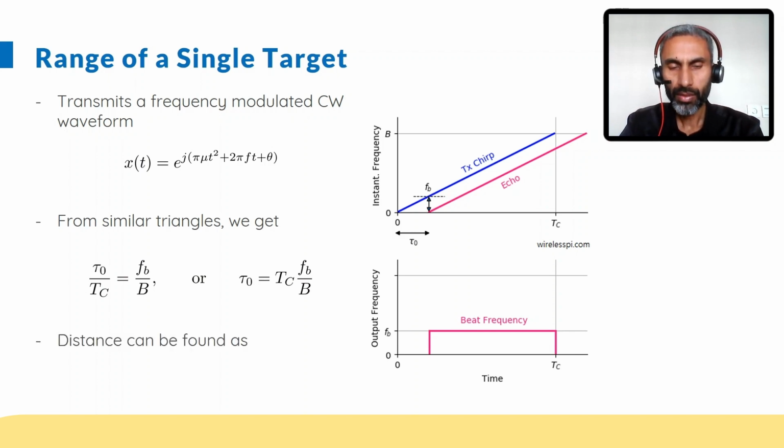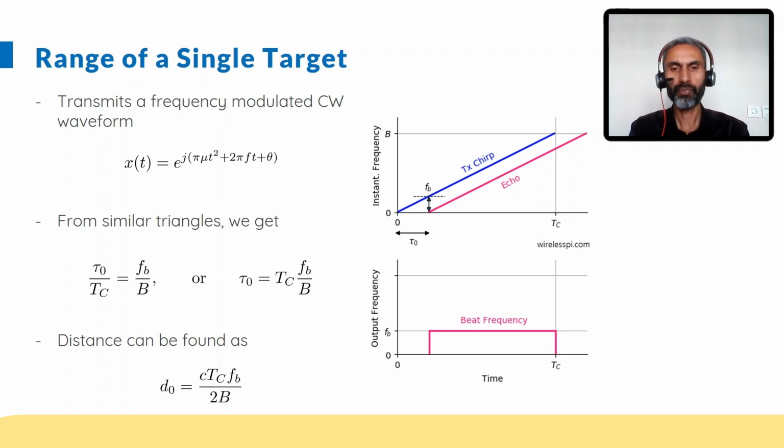With the delay known, all we have to do is plug in 2 d naught over c, and we find d naught equals c Tc fb over 2B, where instead of tau naught we use 2 d naught over c, one d naught for the signal going to the target, the other d naught for the signal returning from the target. And from here we can see that this beat frequency exists after the delay towards the sweep time. Now in this expression for the distance, the range estimation is that simple.